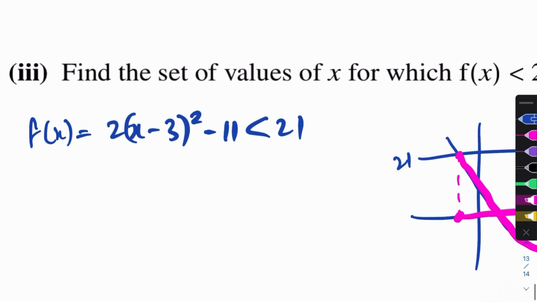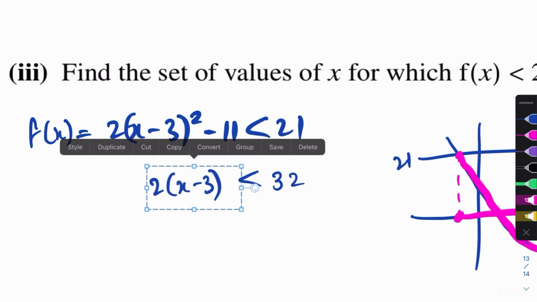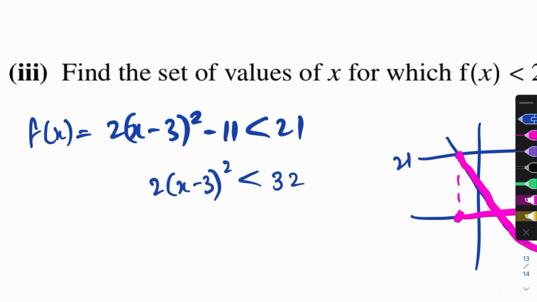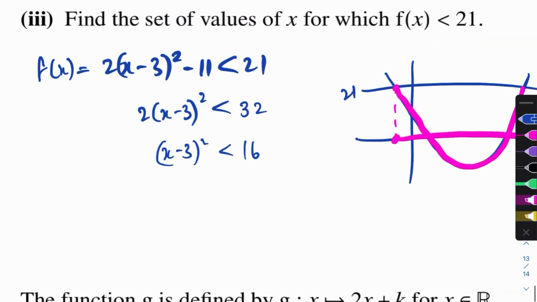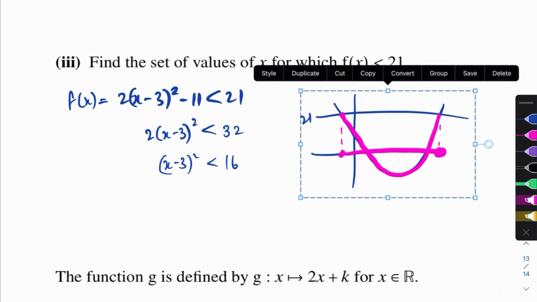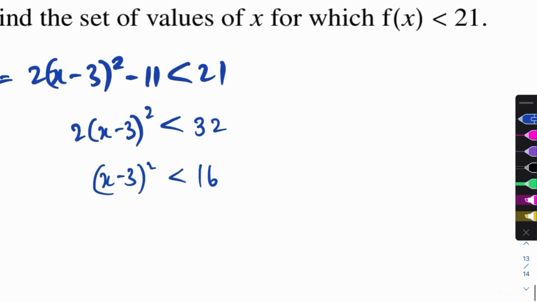So just rearranging, trying to get x to be the subject here. 2(x minus 3) squared minus 11, so let's take the 11 to the other side. So it's less than 32. We need a squared, okay. (x minus 3) squared is less than 16. Okay, so now we've got something much easier to work with, and I'm going to sketch this graph. (x minus 3) squared is less than 16.